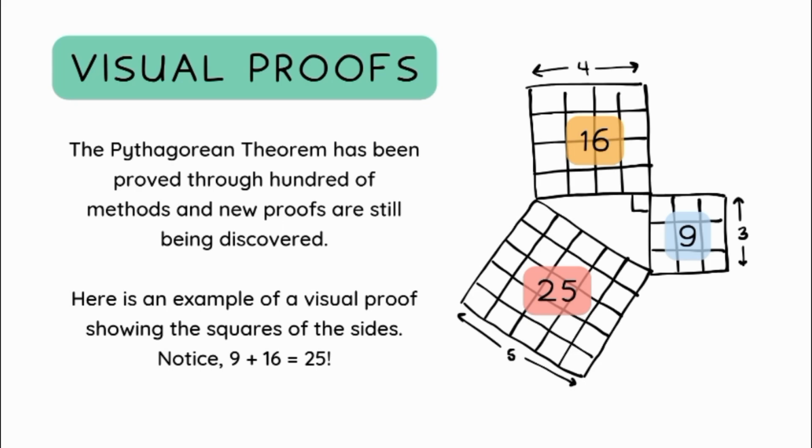In the picture, there are three squares built on the three sides of a right triangle. The first square has an area of 9 square units. The second square has an area of 16 square units. The largest square has an area of 25 square units. As we can see, 9 plus 16 equals 25. This shows that the total area of the two smaller squares is equal to the area of the largest square. This visual proof helps us understand why the Pythagorean theorem works.